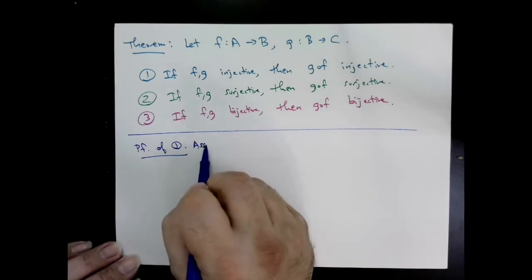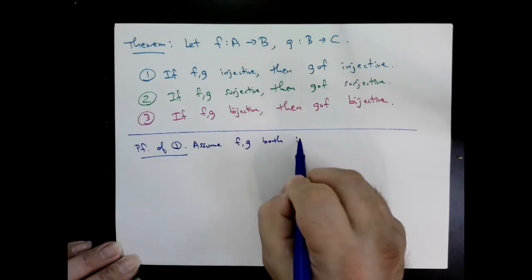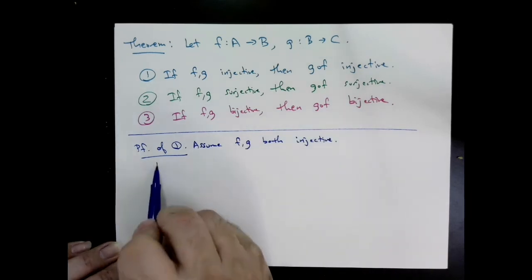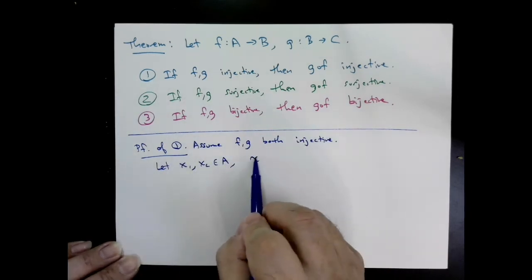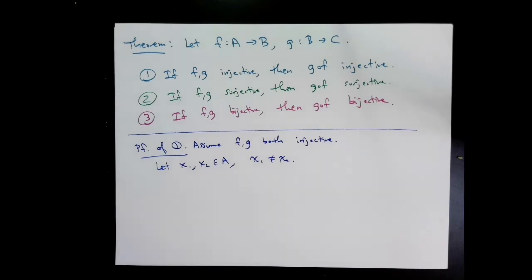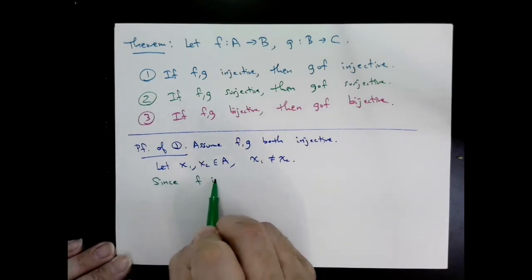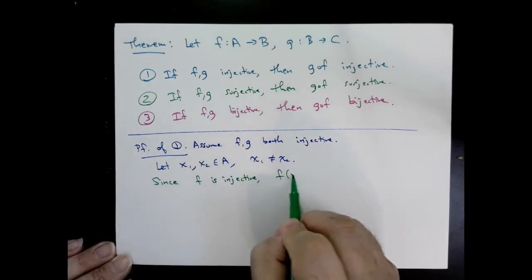First, let's prove part 1. Assume that F and G are both injective. Now choose X and Y in A with X not equal to Y. Because F is injective, that means F of X does not equal F of Y.